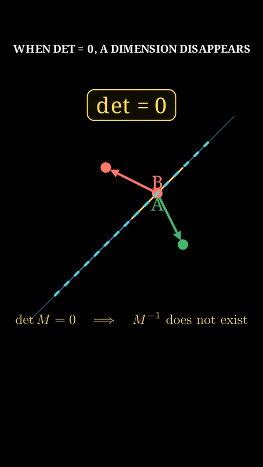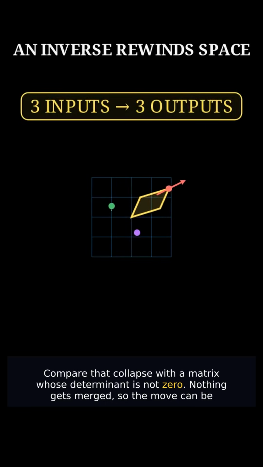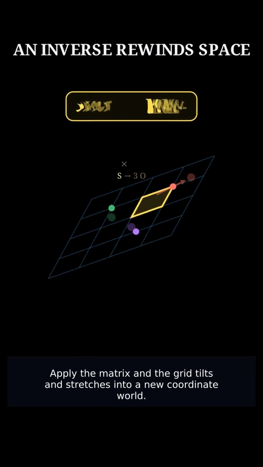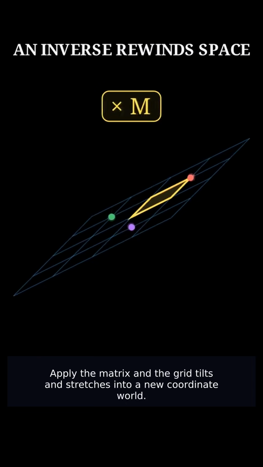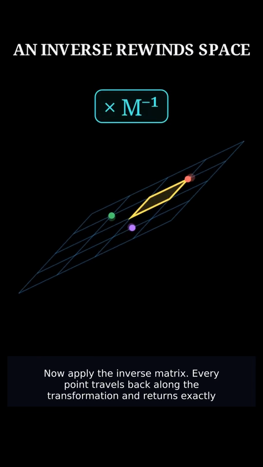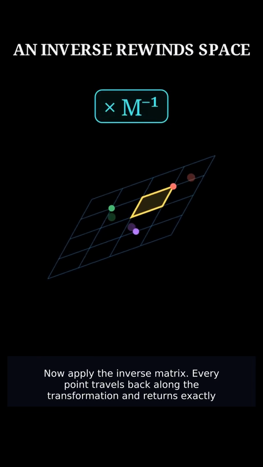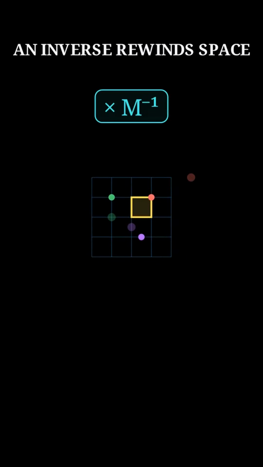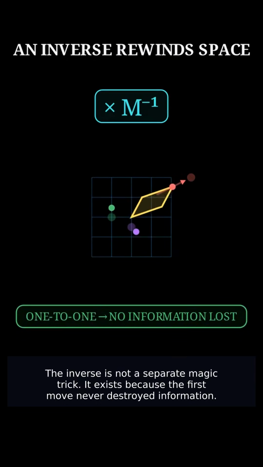Compare that collapse with a matrix whose determinant is not 0. Nothing gets merged, so the move can be undone. Apply the matrix and the grid tilts and stretches into a new coordinate world. Now apply the inverse matrix. Every point travels back along the transformation and returns exactly where it started. The inverse is not a separate magic trick. It exists because the first move never destroyed information.